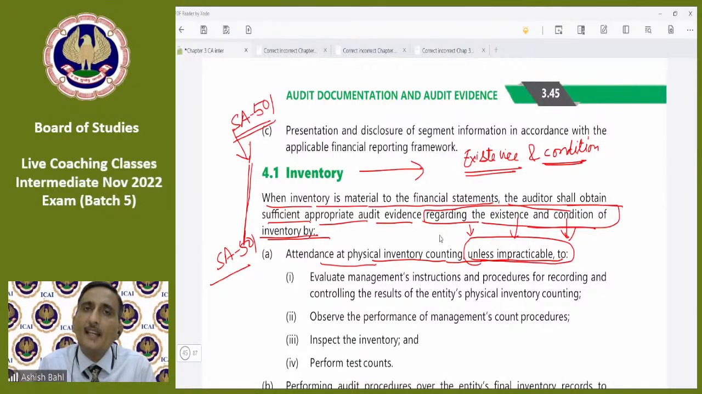Say the management is undertaking a physical count of inventories at the closing date. So the auditor shall attend the physical inventory counting unless impracticable. Unless it was impracticable, it was not possible. So what could be the situation that it was not practicable for the auditor to attend physical inventory counting?